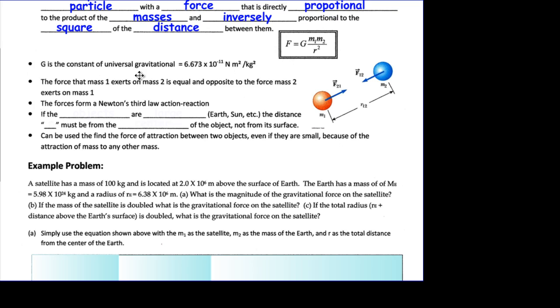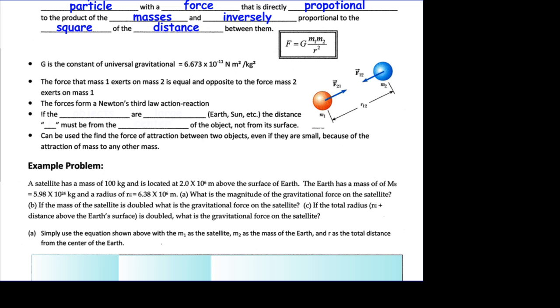It says G is the universal gravitational constant, 6.673 times 10 to the negative 11th. That's not a number that you will need to memorize. If it shows up on a test or a final exam, that will be given to you. So no need there.